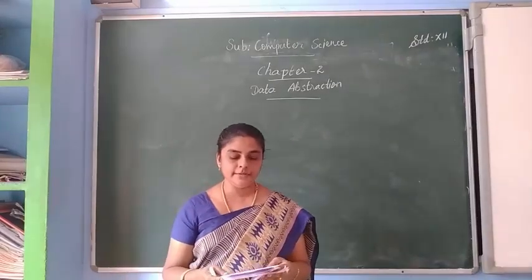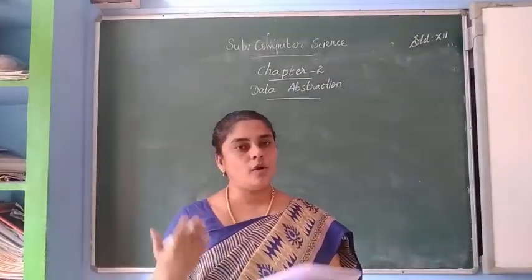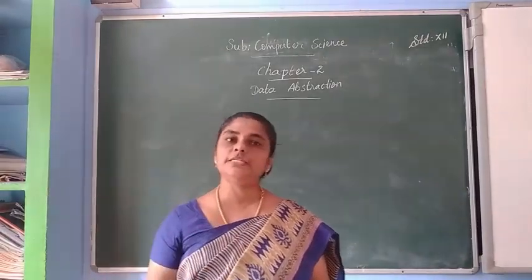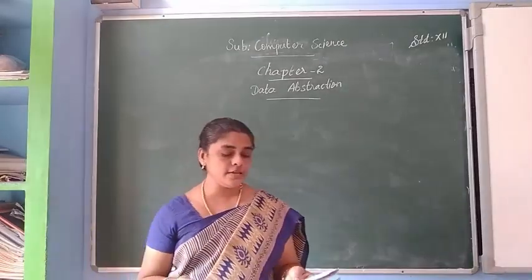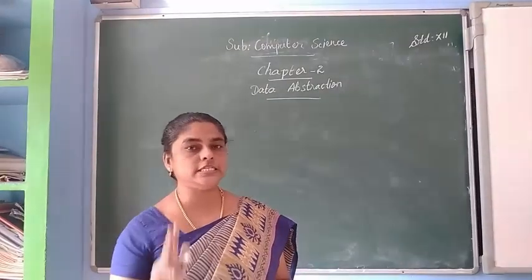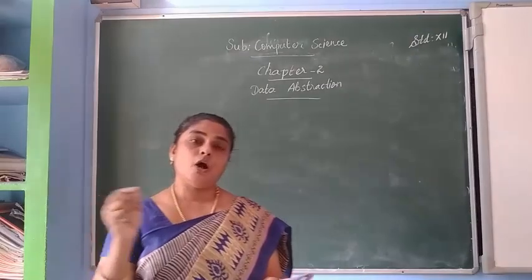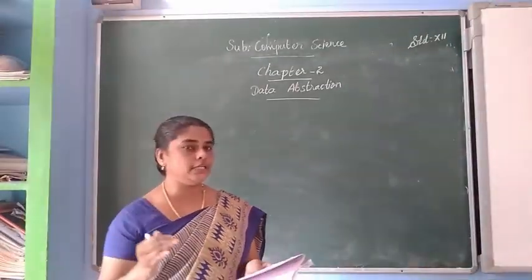Next, what we studied? Parameters and arguments. What are parameters and what are arguments? Parameters are the variables used in the function definition. Then what are arguments? Arguments are the values used to pass to a function. Then how many types of parameters are there? There are two types.